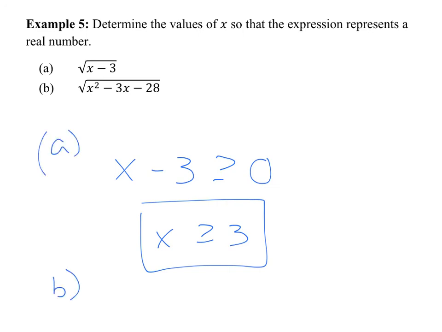But for part B, when you do this, you set the radicand greater than or equal to 0. It's a quadratic inequality. You need to use the number line test with the critical points that we learned about. Alright, so finish up part B on your own. You can either watch the video or look at my notes and do it.